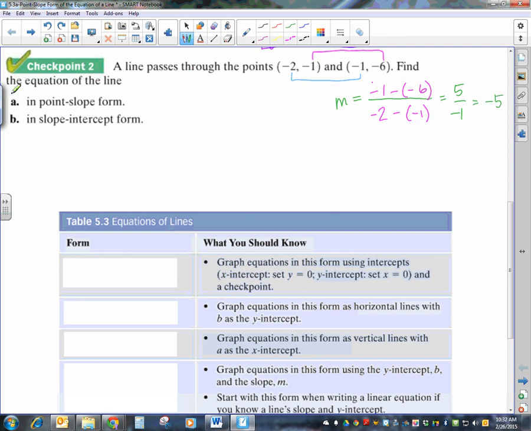So now, when I go do part A, which is in point slope form, you can choose either point. So your answer would be, we have y minus y sub 1, which again you can choose either y coordinate. Y minus y sub 1 equals m times x minus x sub 1. Always want to put parentheses around your negative numbers when you plug in. So when you simplify, that becomes y plus 1 equals negative 5 times x plus 2. Okay, so you have that.